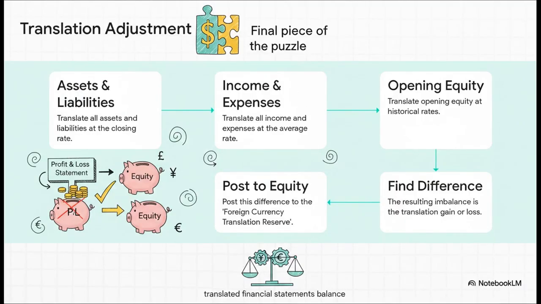And here is the final beautiful piece of the puzzle. That difference that pops out isn't a trading profit or loss, it's purely because of exchange rate movements. Because of that, it completely bypasses the income statement and gets posted directly to that special part of equity we mentioned, the foreign currency translation reserve. This is the final entry that makes the entire translated set of accounts balance perfectly.